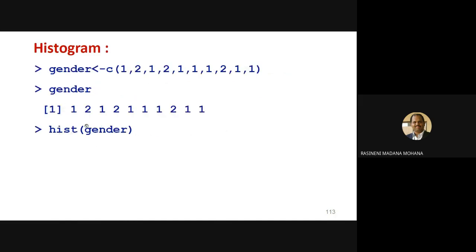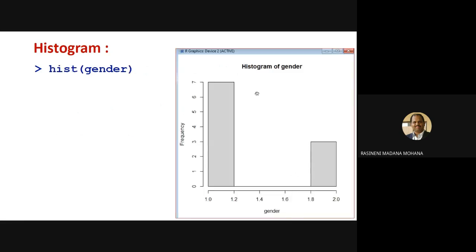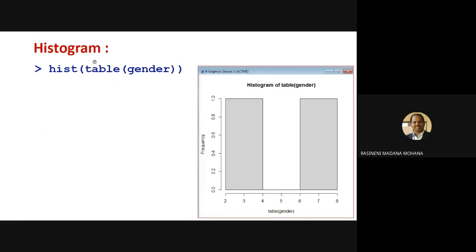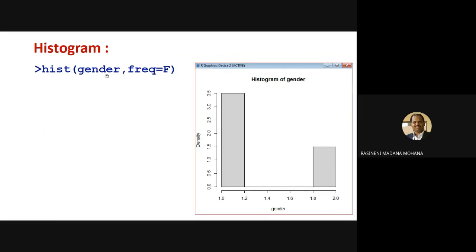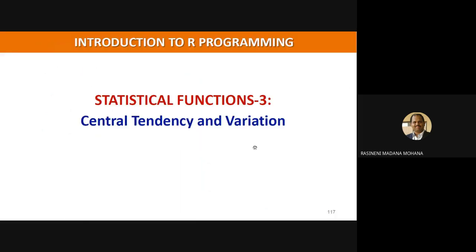You can apply histogram for the gender, hist of gender. Now you can see this is the histogram of gender. Similarly for absolute frequency, hist of table of gender. Similarly, by making frequency as F, the respective histogram is displayed.